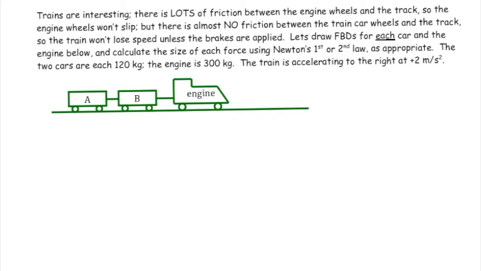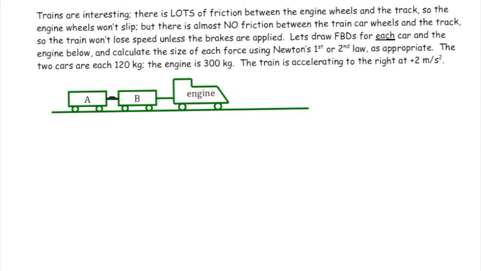Trains are interesting. There is lots of friction between the engine wheels and the track, so the engine wheels won't slip. But there is almost no friction between the train car wheels and the track, so the train won't lose speed unless the brakes are applied. Let's draw free body diagrams for each car and the engine below, and calculate the size of each force using Newton's first or second law as appropriate.